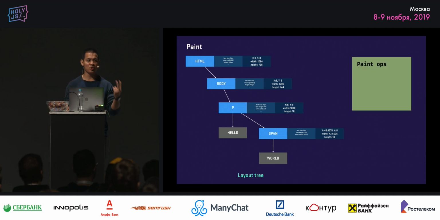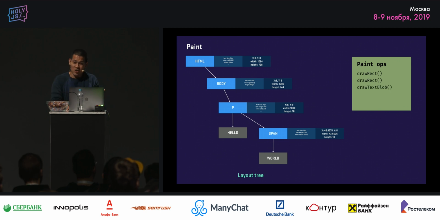Painting happens in two stages. In the first stage, we're just going to collect the paint operations, the commands that we need to execute later to actually create the image. For example, for HTML, we would have to draw a rectangle. For body, we'd have to draw another rectangle. For paragraph, we have to draw a text blob. For span, another. It's kind of like the Canvas API that we're used to, right?